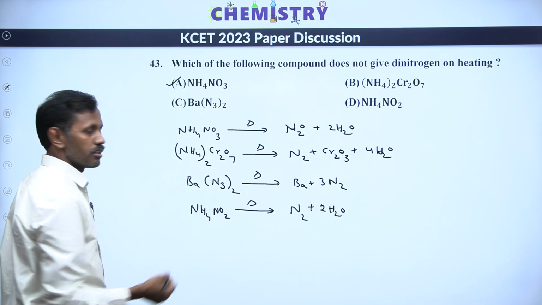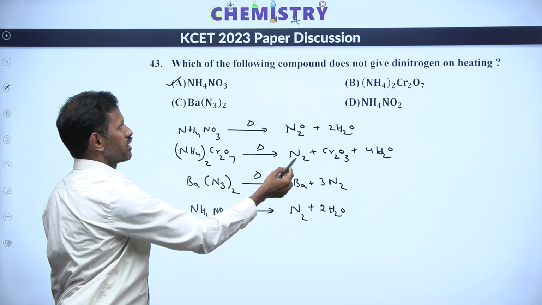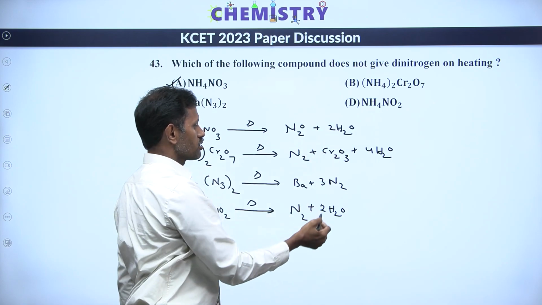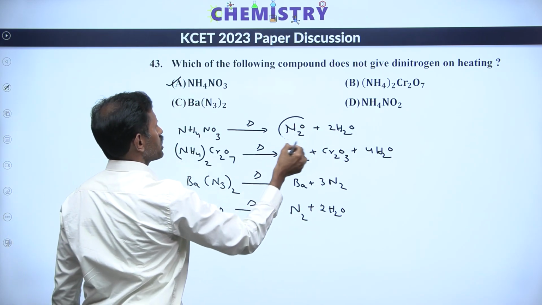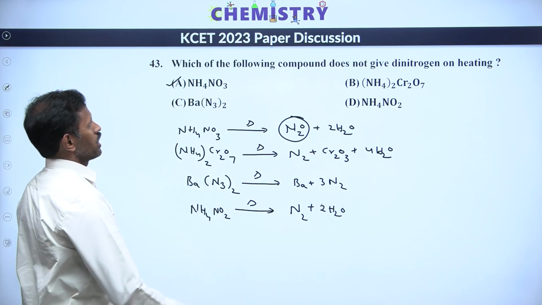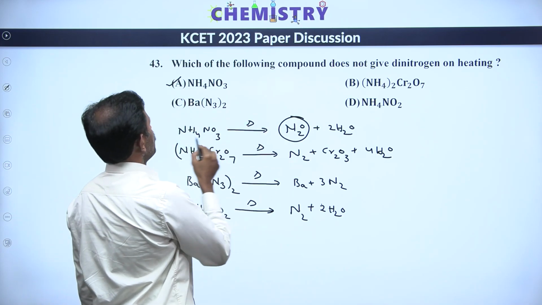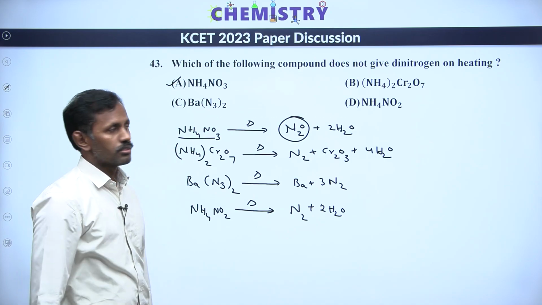If you observe all the reactions, the second reactant gives N2 gas, the third reactant gives N2 gas, and even the fourth reactant gives N2 gas. But only ammonium nitrate gives nitrous oxide, which is also called laughing gas. So as per the question, nitrogen cannot be produced from ammonium nitrate, and the answer will be option A.